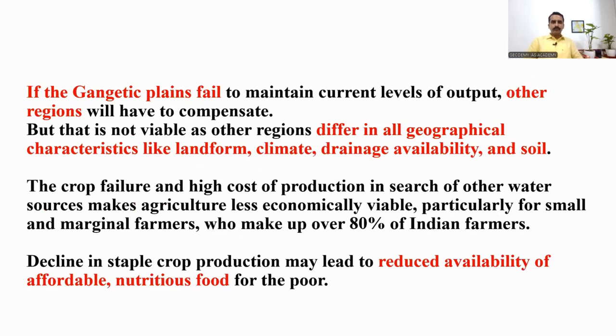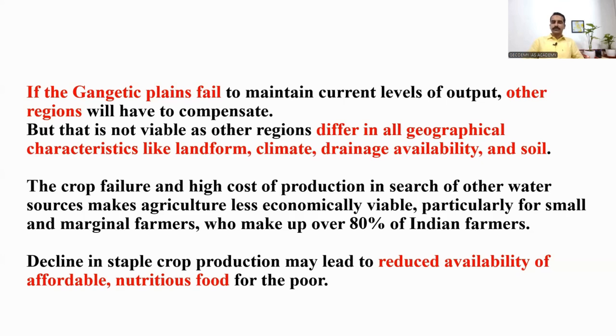Right. So if the Gangetic Plains fail to maintain the current levels of food output, other regions will have to compensate. But if we compare South India and North India, both have agricultural production, yet we cannot compare them in various factors because they differ in many geographical characteristics like landform, climate, river pattern, volume of rivers, sources of rivers, and soil characteristics also. So we cannot compensate if food production fails in the North Indian plain regions.